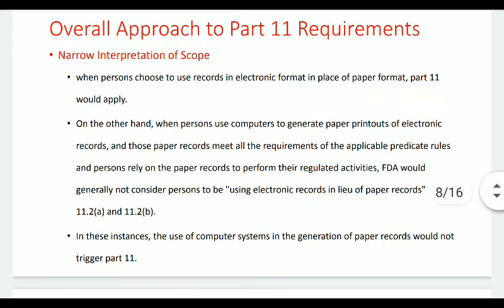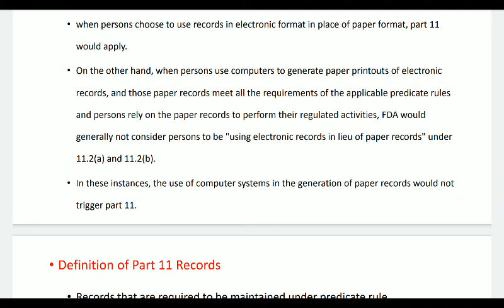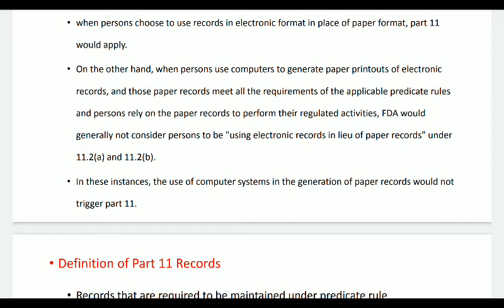So when a person chooses to use records in electronic format in place of paper format, Part 11 would apply. Suppose you are not submitting a physical document, but instead you are submitting data on a disk, on a pen drive, or in any kind of digital format. That would come under 21st CFR Part 11.